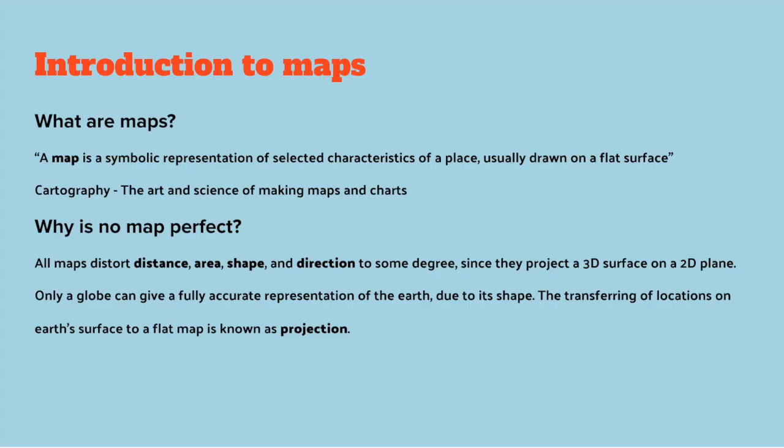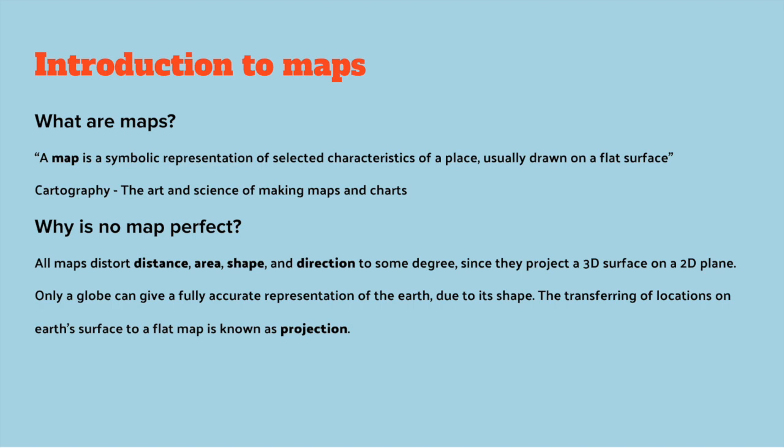So before we start looking at a map specifically, we need to understand what maps are. Pretty much, a map is a symbolic representation of selected characteristics of a place, usually drawn on a flat surface. So it represents symbolically various physical locations on a two-dimensional surface. In the simplest terms, that's pretty much what a map is. And cartography is the art and science of making maps and charts. So that's the profession which makes these kinds of maps.